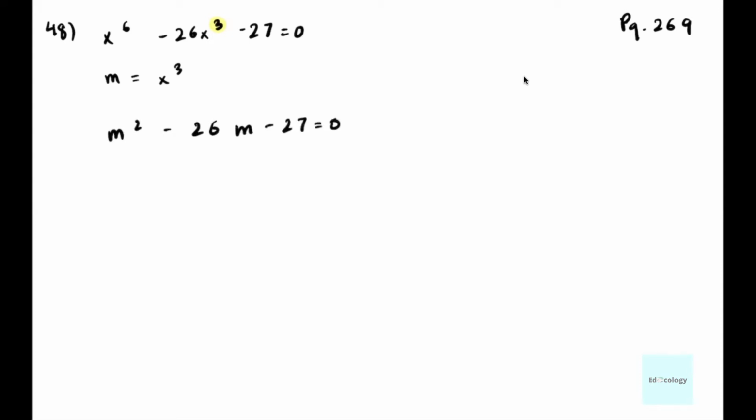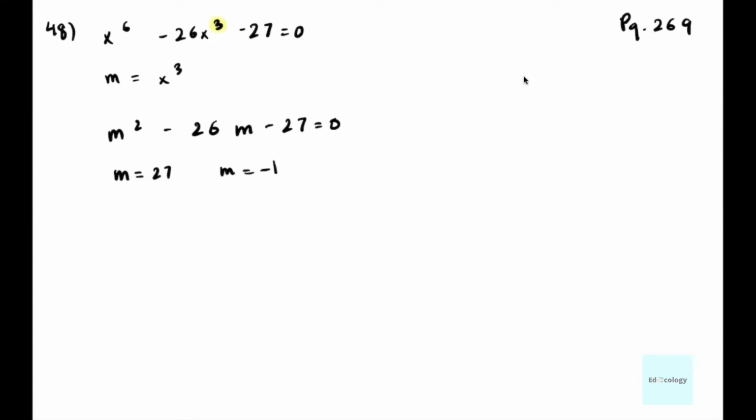Then you use the calculator. You go to main menu, you go to A, and then you go to F2, then F1. Then you write what is A, what is B, what is C. A is 1, B is negative 26, and C is negative 27. And then F1 again to get the value, and you will get m is 27 and m is negative 1.